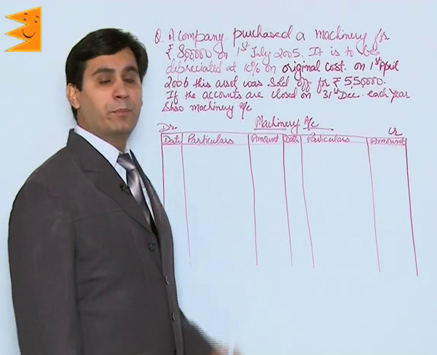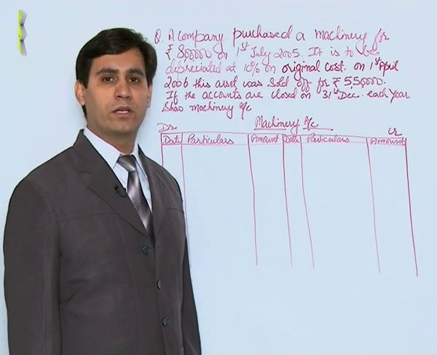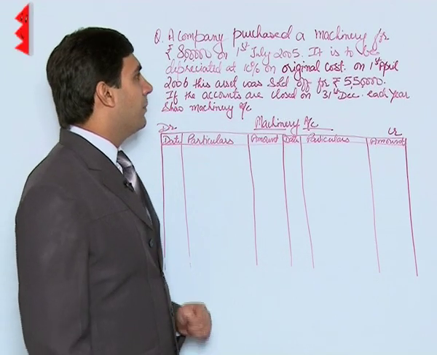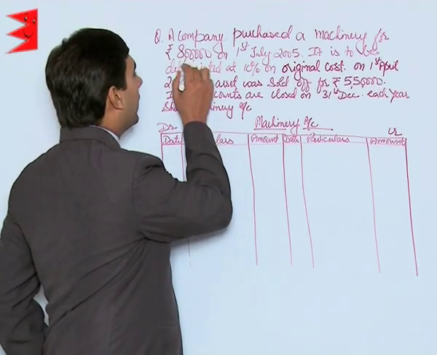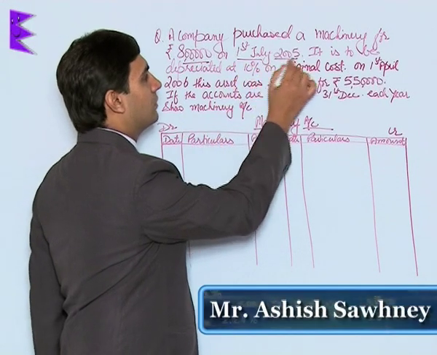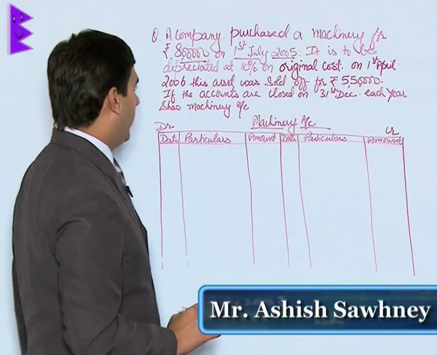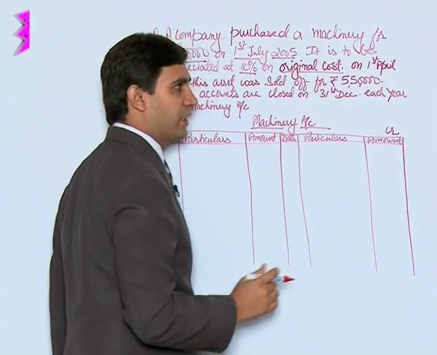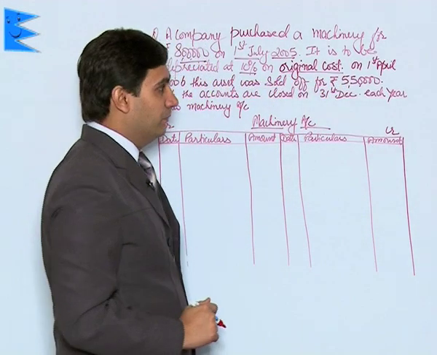Let us consider an example of how the sale of an asset is recorded in the machinery account. Here in this question, it is given that a company purchased a machine for rupees 8 lakh on 1st July 2005. It is to be depreciated at 10% on original cost. Again, original cost signifies the straight line method.